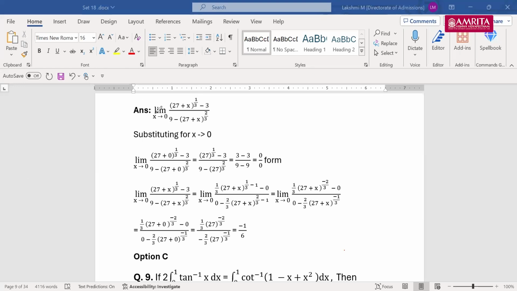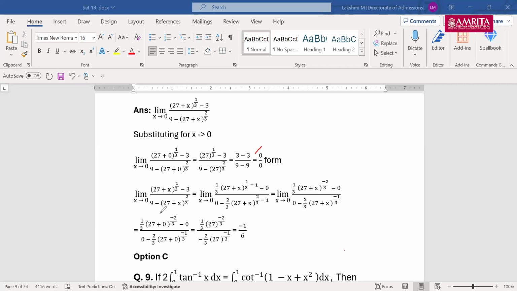So this is from where I have started. Limit x tends to 0, (27 plus x) raised to 1 by 3 minus 3, by 9 minus (27 plus x) whole raised to 2 by 3. So if I'm substituting 0, it's 3 minus 3 by 9 minus 9. It's of 0 by 0 form.